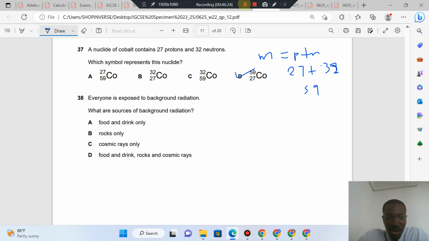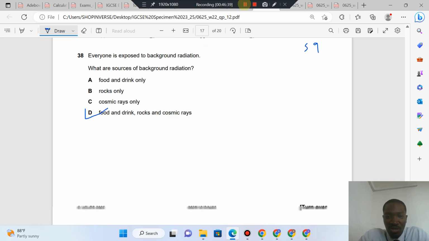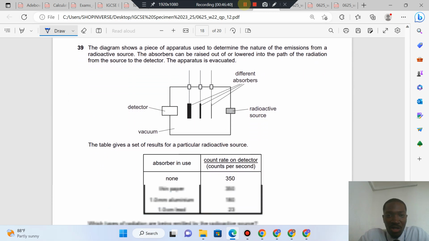Everyone is exposed to background radiation. What are sources of background radiation? A, food and drinks only. B, rocks only. C, cosmic rays only. D, food, drink, rocks, cosmic rays. Yeah, all of these are sources of background radiation. Question 39.